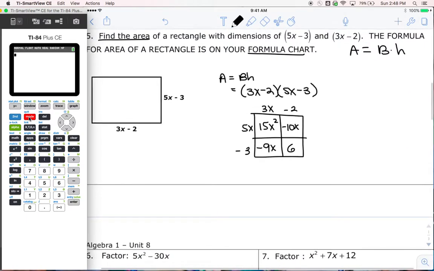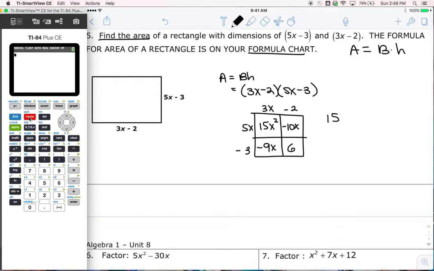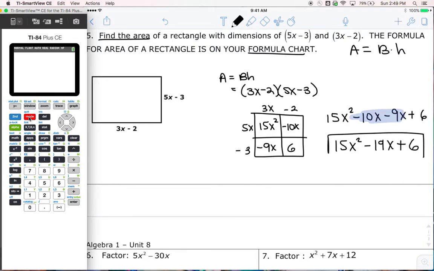So to finish this problem, let's write out our 4 terms. We had 15x squared minus 10x minus 9x and a positive 6. My like terms right there in the middle, we can add those up and we get 15x squared minus 19x plus 6. Okay, and if you're not sure how to add those up in the middle, you can just type in your calculator negative 10 minus 9, okay, and we get negative 19. That's how I got that middle term.